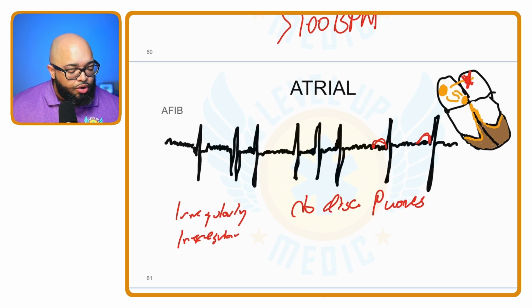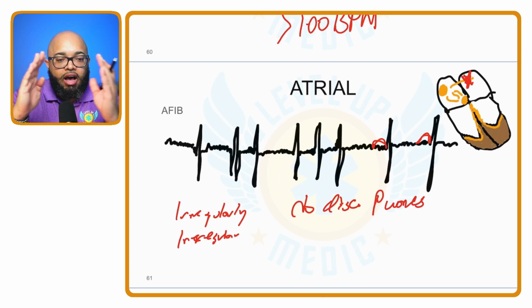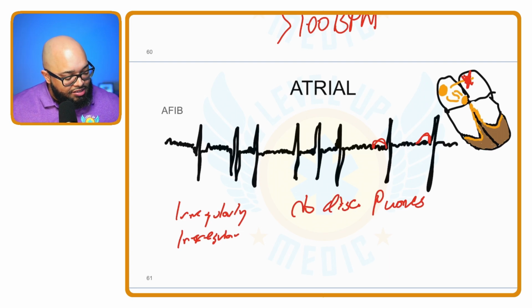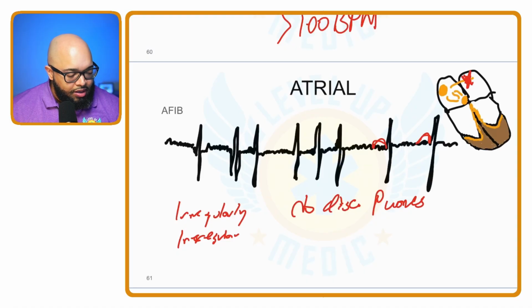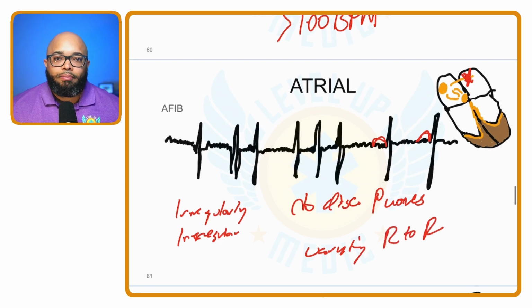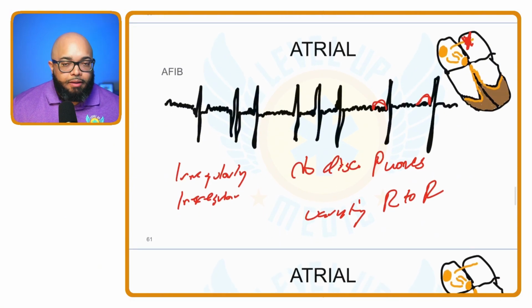The other thing you're going to notice is that the reason it's irregular is because the distance from the R to R interval is changing. Sometimes the R to R's are normal, sometimes they're far apart, sometimes they're close together, but the R to R is constantly changing and we have no discernible P waves. Okay, so we're going to say varying R to R. Varying R to R. Okay, that's a-fib.